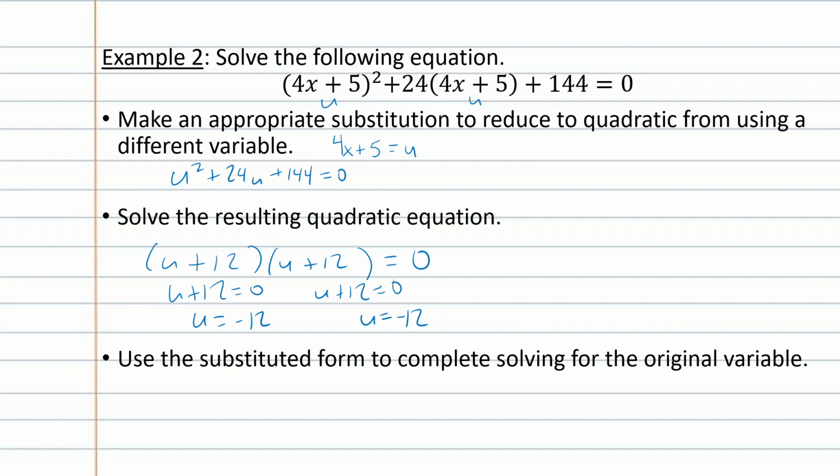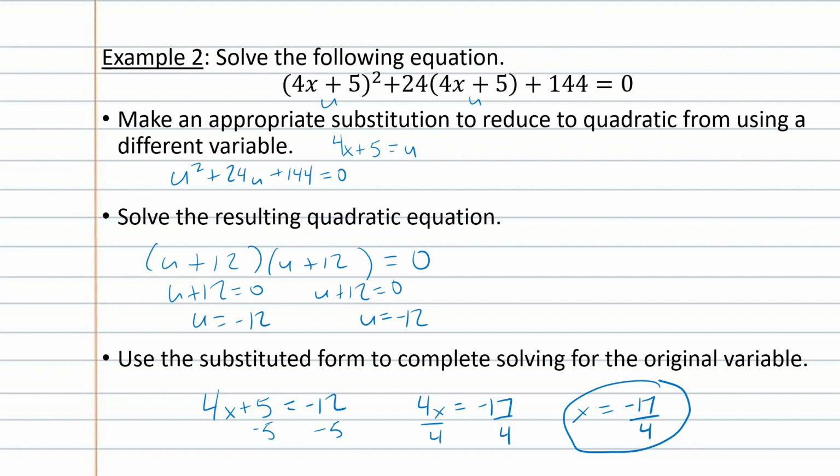But remember, we're not done, because we were trying to solve for x, so we have to resubstitute in for u. 4x plus 5 is what equals u, so 4x plus 5 then must equal negative 12, and I can now solve for my x. So I can subtract 5. It's going to give us 4x equals negative 17. I can divide by 4 and get that x equals negative 17 fourths. Just a single solution in this particular scenario.